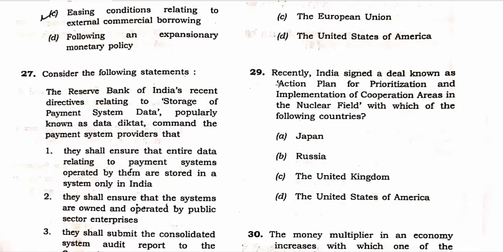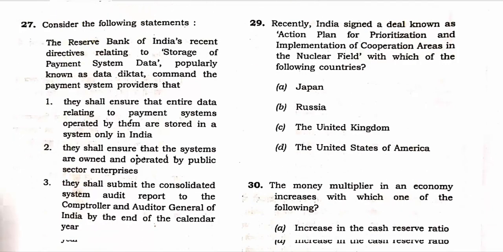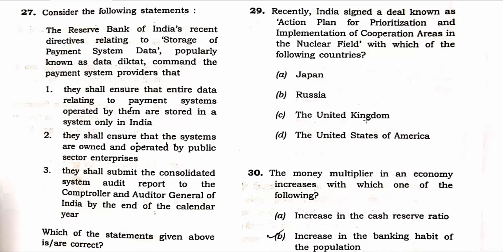That's it. 29. Recently, India signed a deal known as Action Plan for Prioritization and Implementation of Cooperation Areas in the Nuclear Field with which of the following countries? So it is Japan, Russia, United Kingdom, United States of America. If you have seen your latest current affairs, it was in the month of October as well, and that is Russia. And you should know they're also having a collaboration with Bangladesh as well. So the correct answer is B.